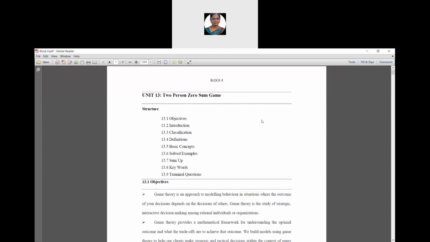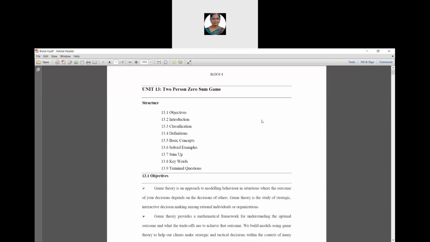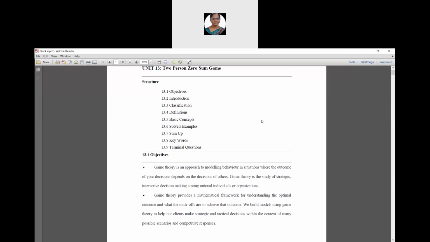Hello everyone. Here we are going to see block 4, unit number 13. It is two-person zero-sum game. Structure of this unit is objectives, introduction, classification, definitions, basic concepts, solved examples, sum up keywords, and some terminal questions. First, let's see the objective of this topic.